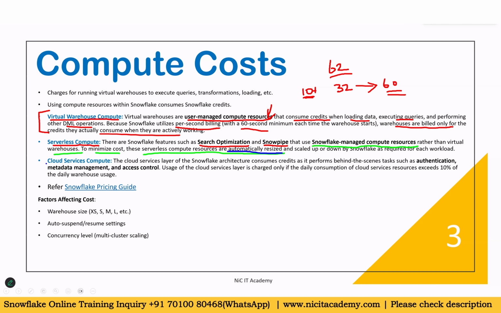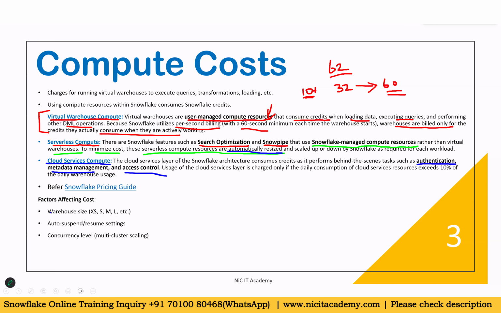And then we have another service called cloud services. Normally, cloud services means we have authentication, metadata management and access control. You remember the third layer we have, the services layer. That's what it will take. So you can refer to this particular guide.